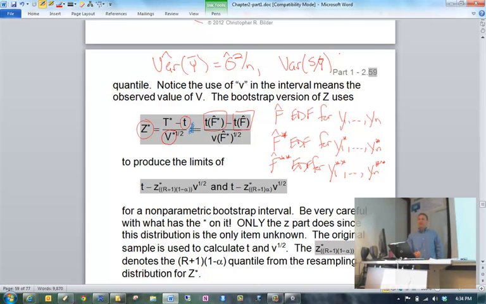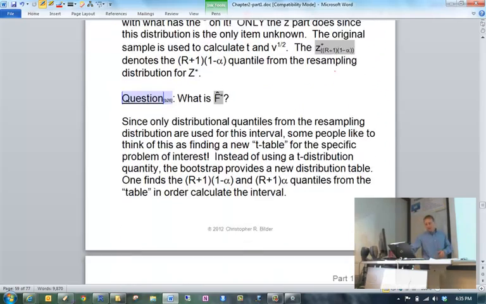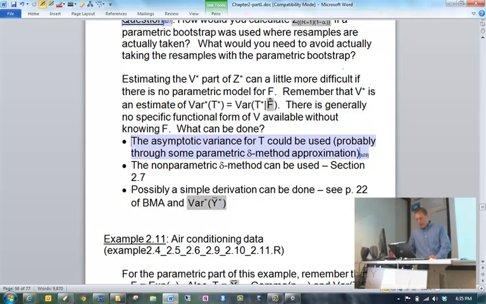Well, let's say you want to do this in a completely non-parametric setting. What would you put in for V star? You will need V star in order to do this. So, what can we do? Well, perhaps what you could do is this. Suppose you had the asymptotic variance for T. The asymptotic variance for the coefficient of variation is not too difficult to derive if you've had Stat 980. And you could use that.